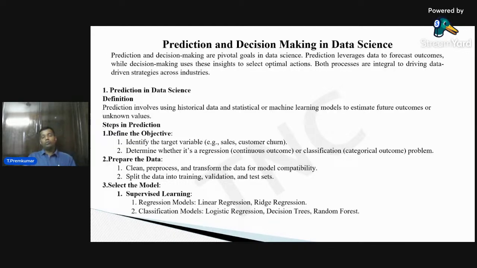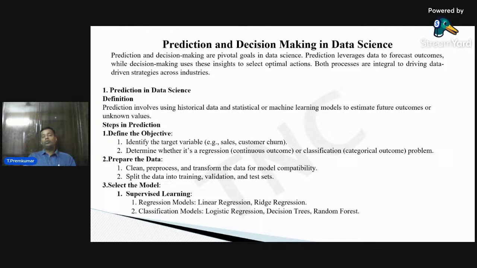The next topic is prediction and decision making in data science. When you talk about prediction and decision making, the pivotal goals of data science are to leverage data to forecast outcomes, while decision making uses these insights to select the optimal actions. Both processes are integral to driving data-driven strategies across industries.